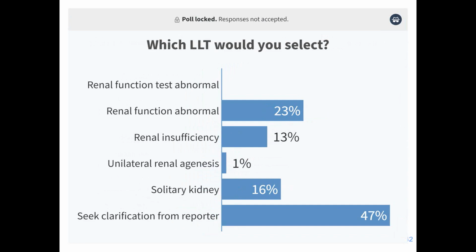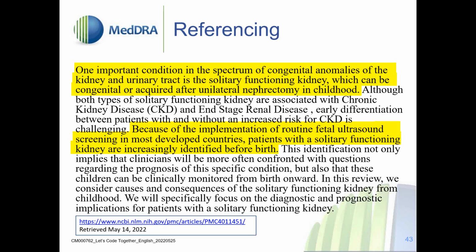So let's have a look at where our final votes are. Number one is to seek clarification, and then renal function abnormal, which is interesting. Let's have a look at referencing of this one. When we did some referencing, we found this reference from NIH in the US. It said, one important condition in the spectrum of congenital anomalies of the kidney and urinary tract is the solitary functioning kidney. This is saying that often it might be congenital, or it could be acquired after unilateral nephrectomy in childhood.